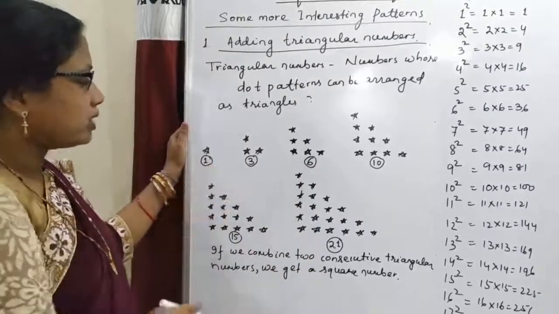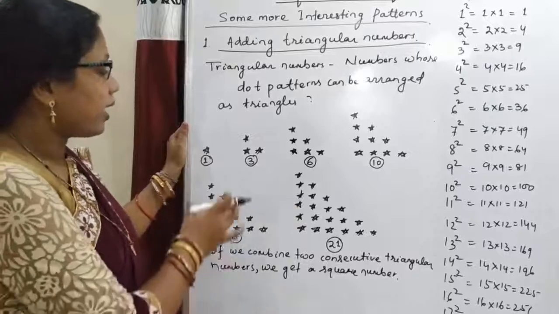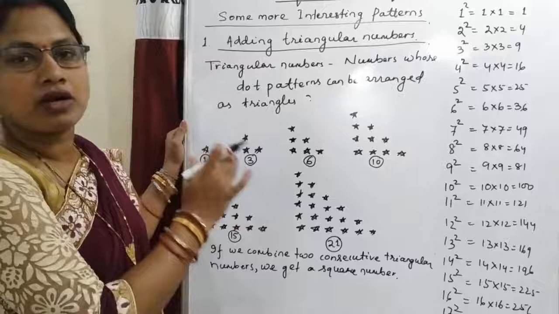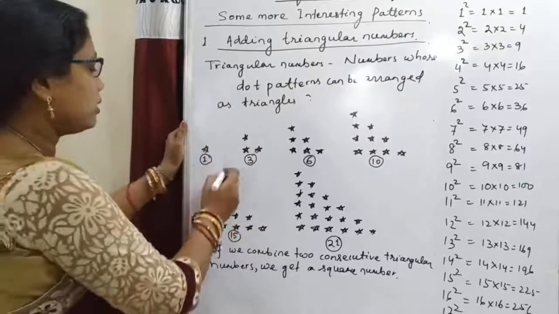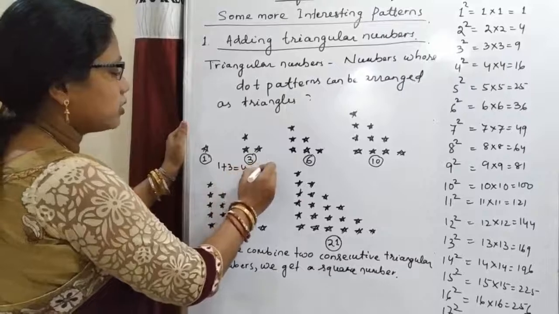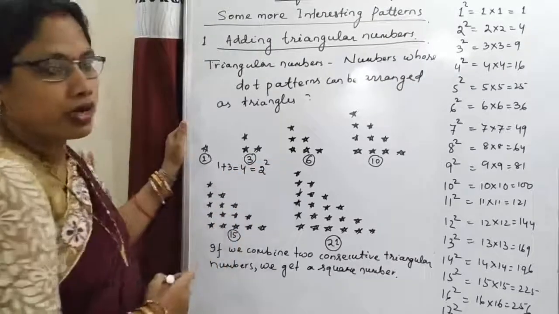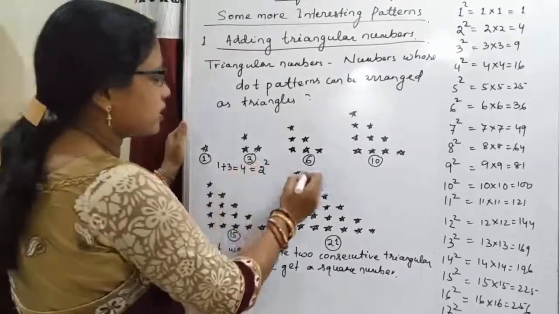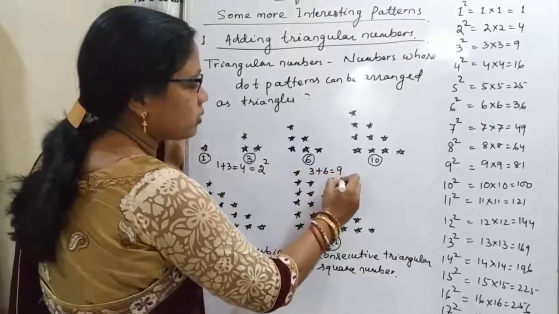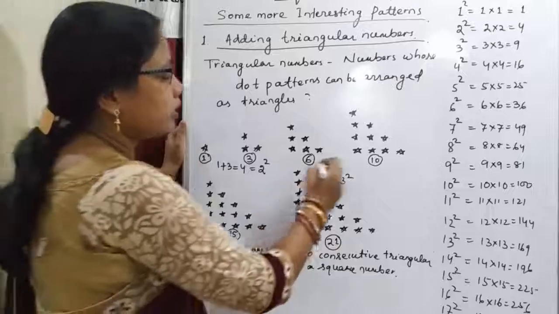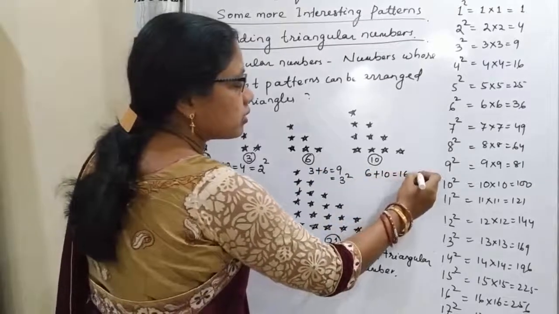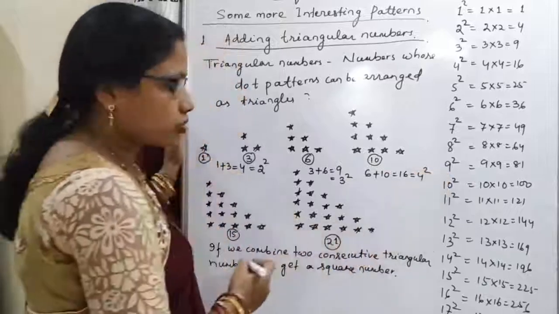The pattern is like this. If we add two consecutive triangular numbers, then that will be a square number. Like this, 1 plus 3 is equal to 4. This is equal to 2 square. Then 3 plus 6 is equal to 9. That is equal to 3 square. Then 6 plus 10 is equal to 16. This is equal to 4 square.